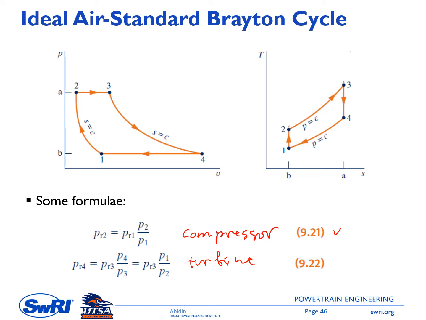If you look at this TS diagram for an ideal Brayton cycle, we have two isentropic processes. One is inside the compressor, the second is inside the turbine, and two constant pressure processes. So 2 to 3 is within the heat exchanger, and 4 to 1 is also within a heat exchanger. This is an idealized or assumed heat exchanger to bring the working fluid back from state 4 to state 1, so that we have a cycle.